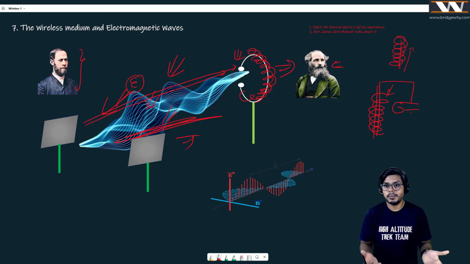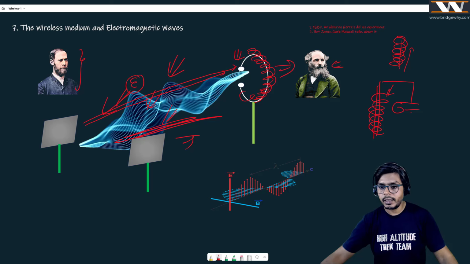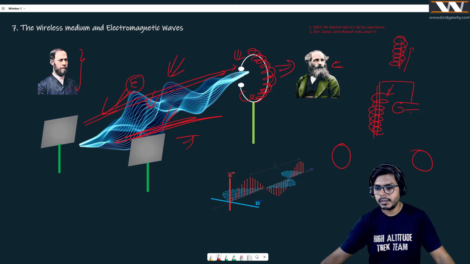There is no medium also. Means if you talk about Earth as the atmosphere, there is a medium, means there is air. But after that, if you try to visualize sun and Earth, there is no medium also. But still, there is something which travels to us with this energy, right?